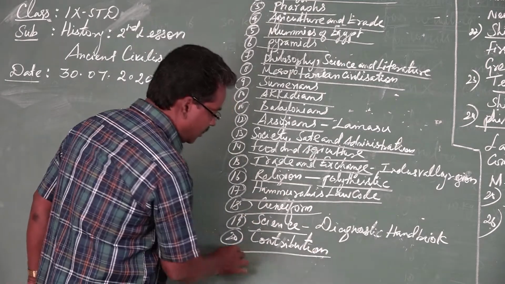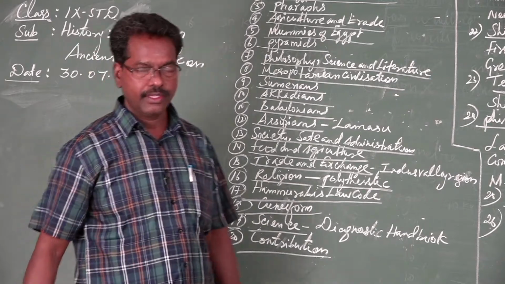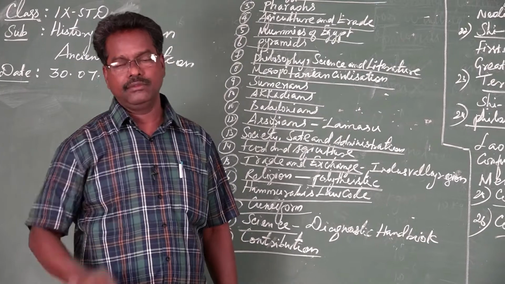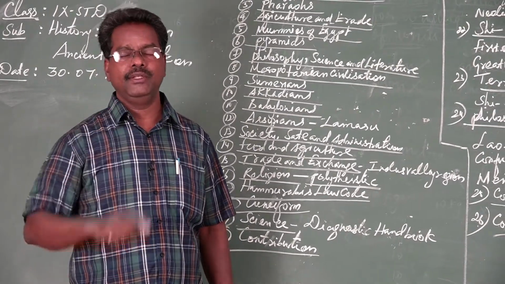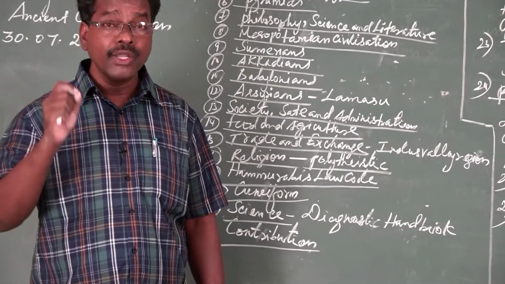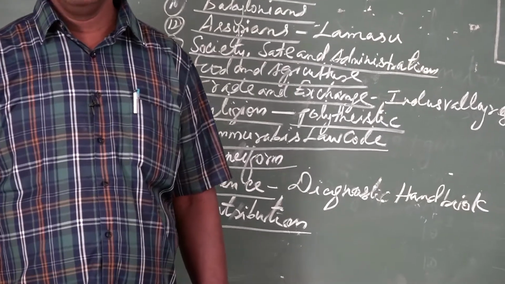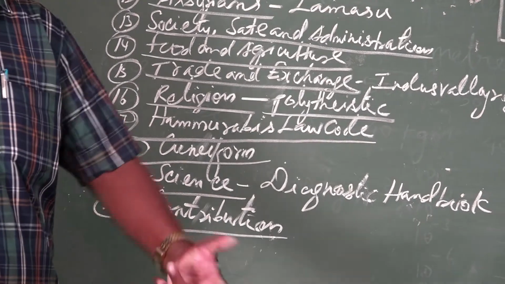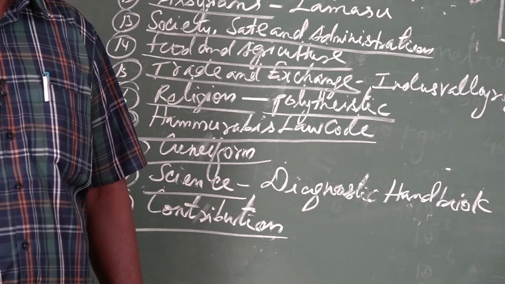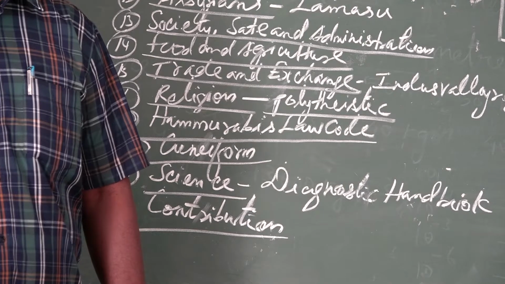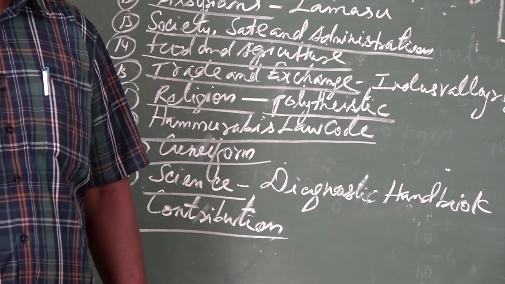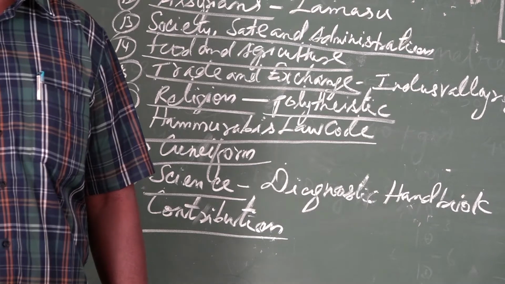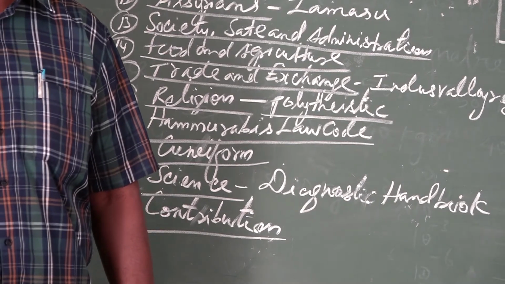Contribution of Mesopotamians. Mesopotamians invented the potter's wheel, cuneiform writing, Hammurabi's law code, and the calendar system. These were very important contributions of the Mesopotamians towards the world.